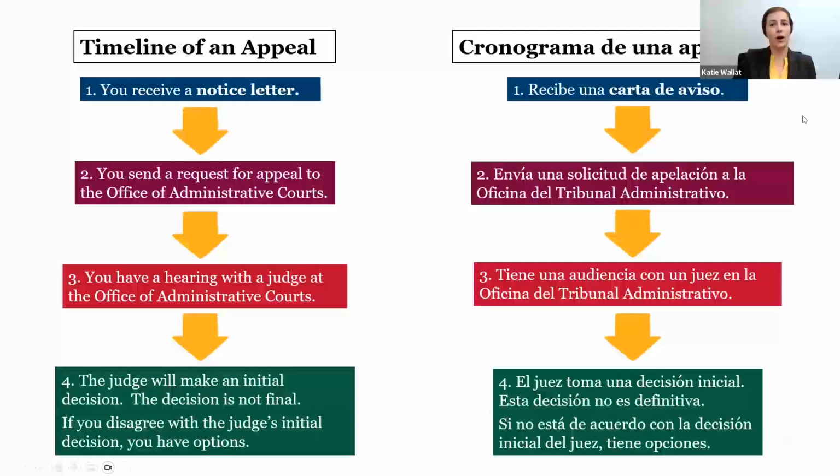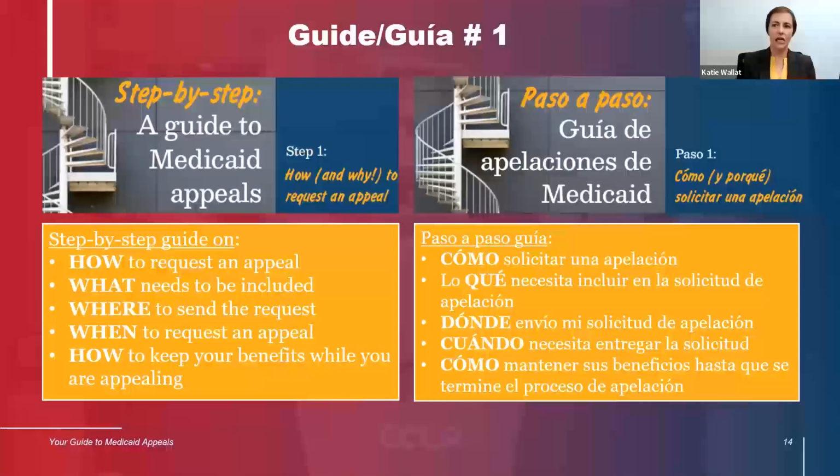So our first guide provides the specific information that you need to know how to request that appeal. How do you send in or file the paperwork that you need to make that official request? It tells you what specific information needs to be included in that request, where to send the request, and when to send the request. There are strict deadlines that you don't want to miss when you are filing an appeal. And the guide does give you some information on what you can do if you do in fact miss one of those deadlines. And finally, the guide also provides information about what you need to do to keep your benefits going while you go through the appeals process. So that is our first guide.